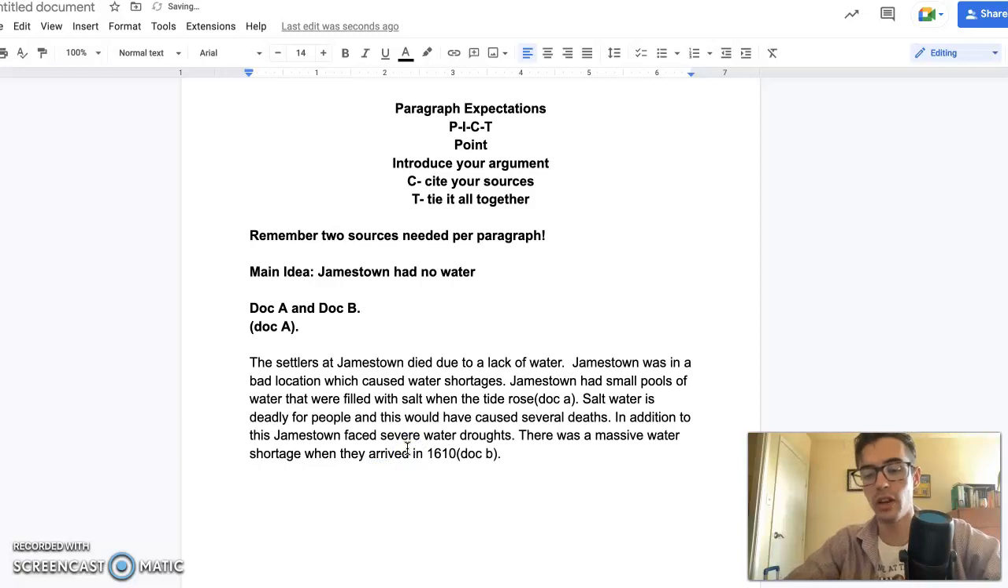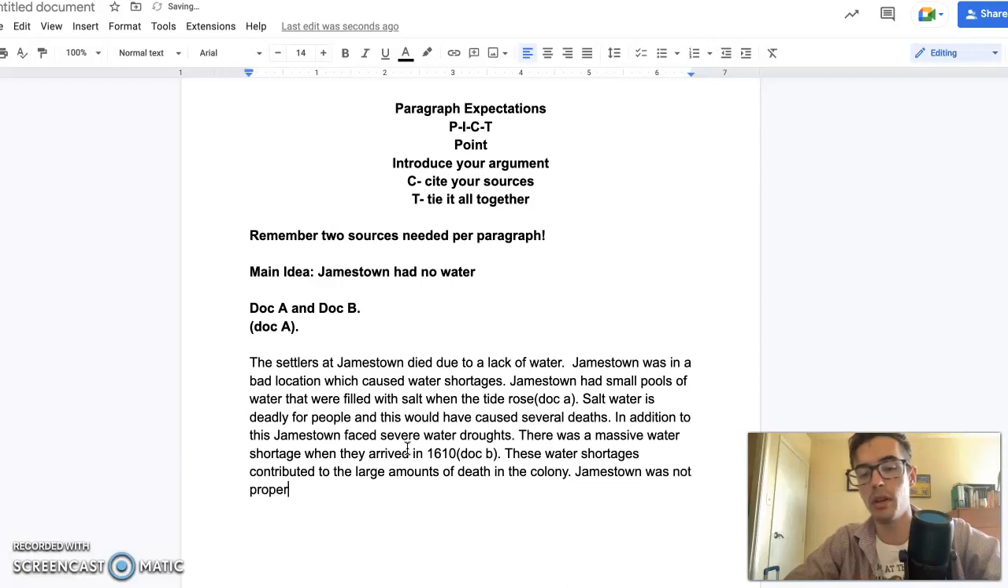And then I just need to tie it all together. These water shortages contributed to the large amounts of death in the colony. Jamestown was not properly prepared for the water shortages. And that's just how I would write a paragraph.